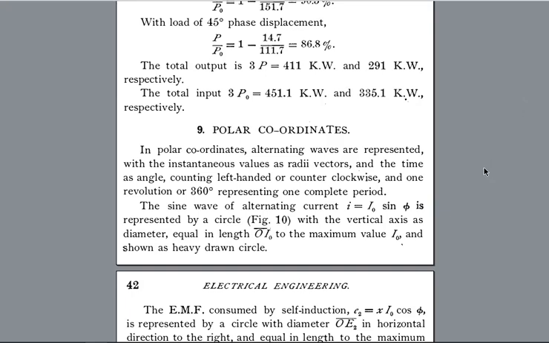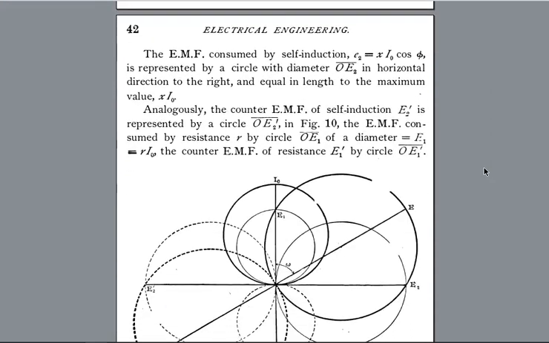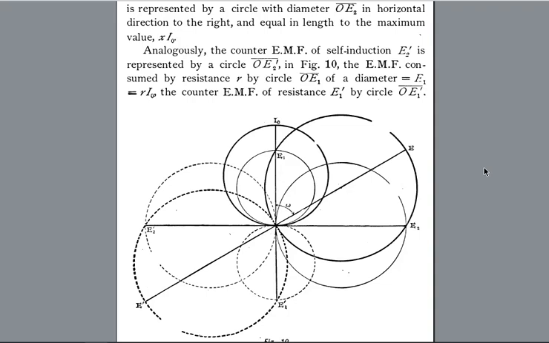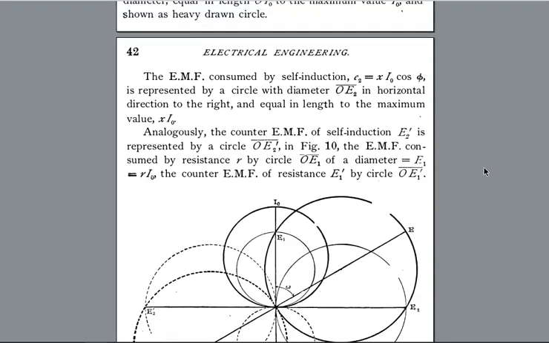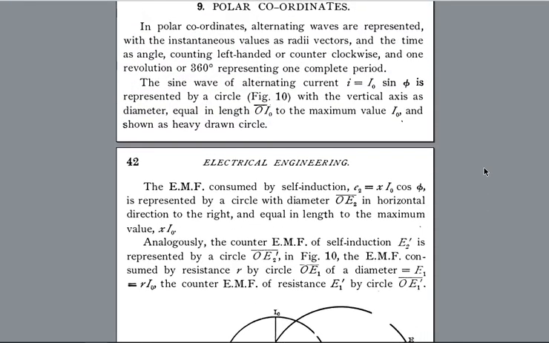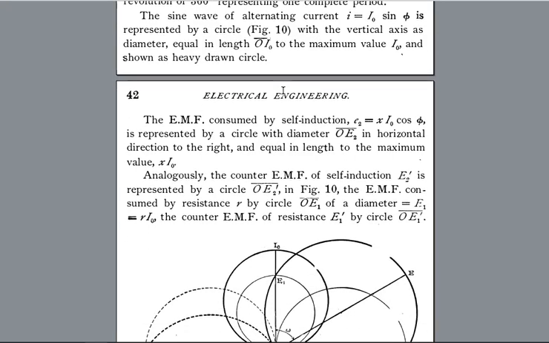Section 9. Polar coordinates. In polar coordinates, alternating waves are represented with the instantaneous values as radii vectors and the time as angle, counting left-handed or counterclockwise, and 1 revolution or 360 degrees representing 1 complete period. The sine wave of alternating current I equals I0 sine phi is represented by a circle, figure 10, with the vertical axis as diameter, equal in length OI0 to the maximum value I0, and shown as heavy drawn circle.